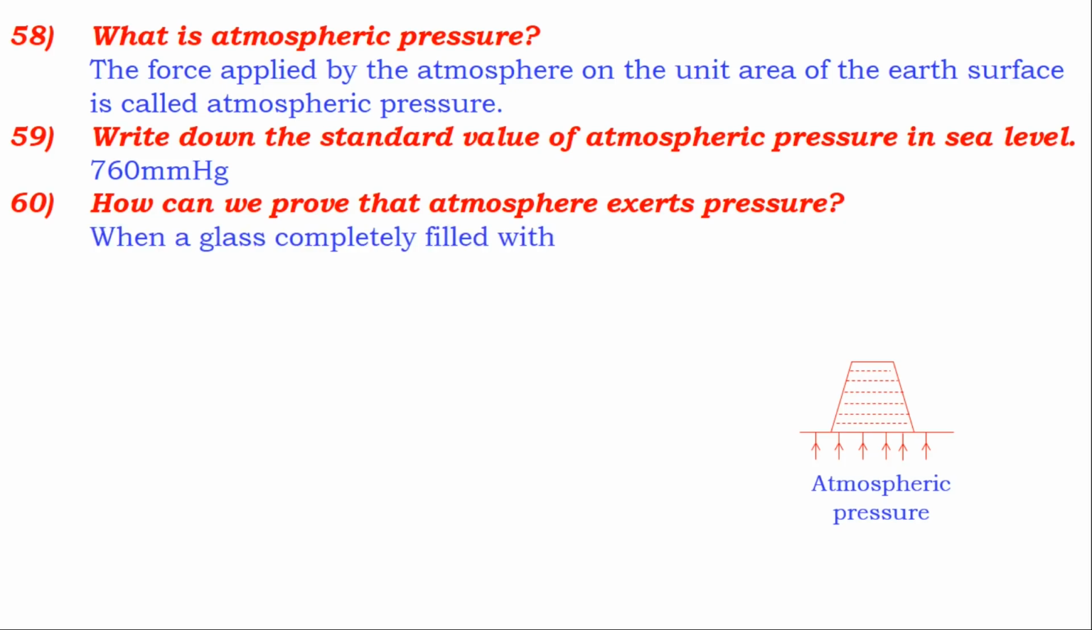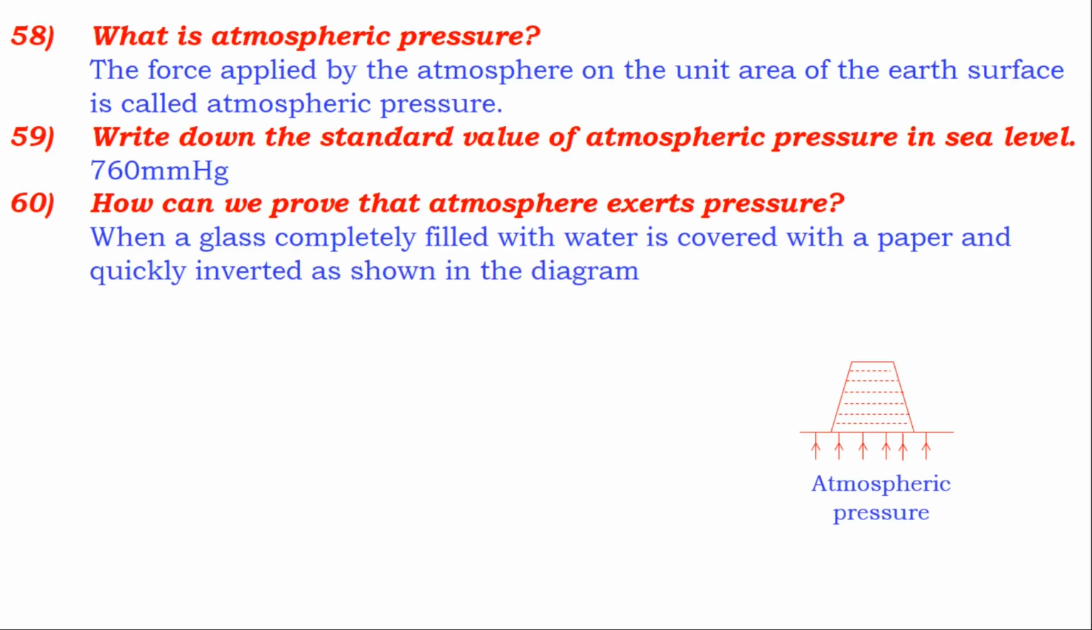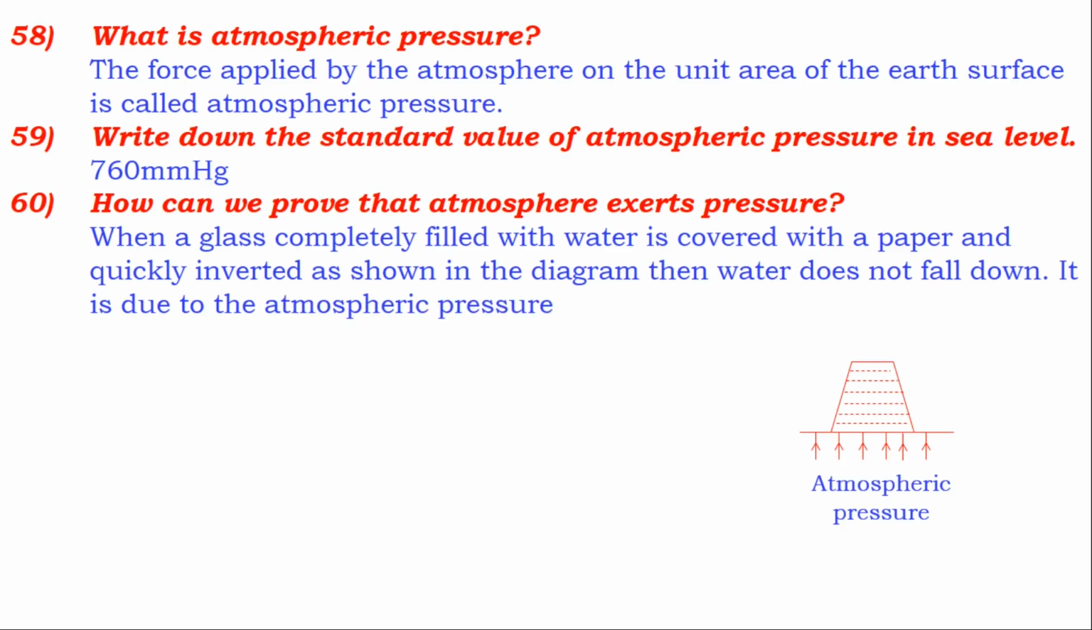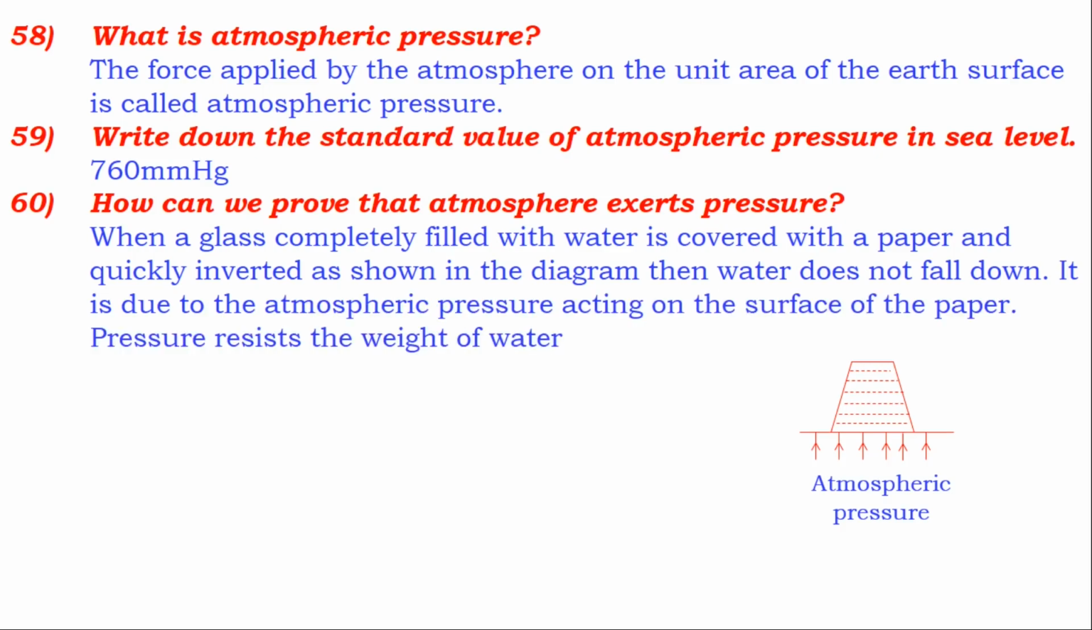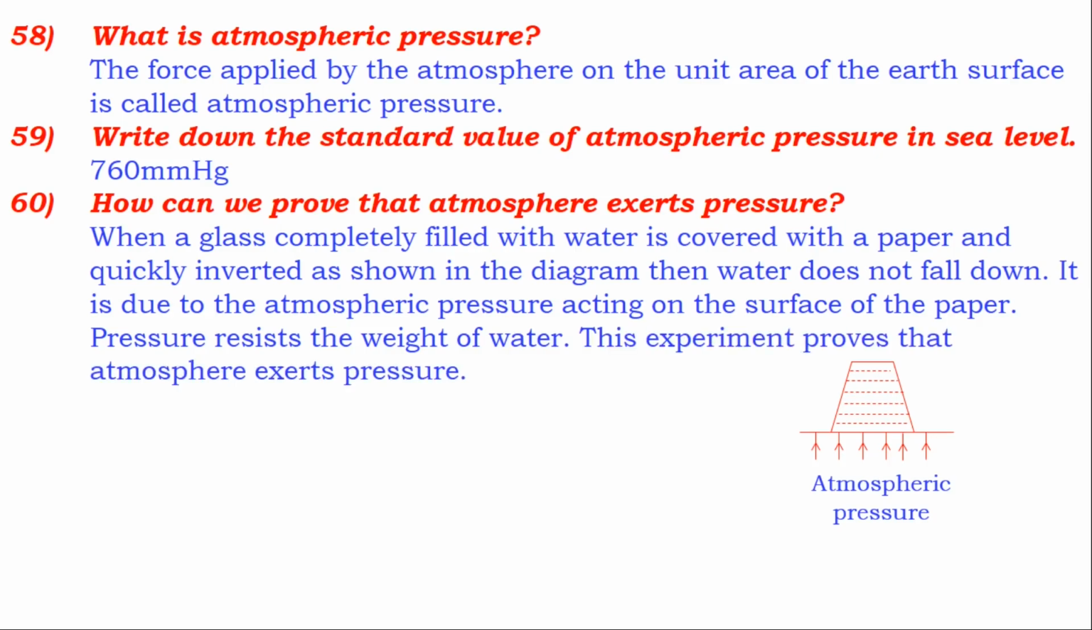This way, when a glass completely filled with water is covered with a paper and quickly inverted as shown in the diagram, then water doesn't fall down. It is due to the atmospheric pressure acting on the surface of the paper. Pressure resists the weight of water. This experiment proves that atmosphere exerts pressure. We can answer like this.